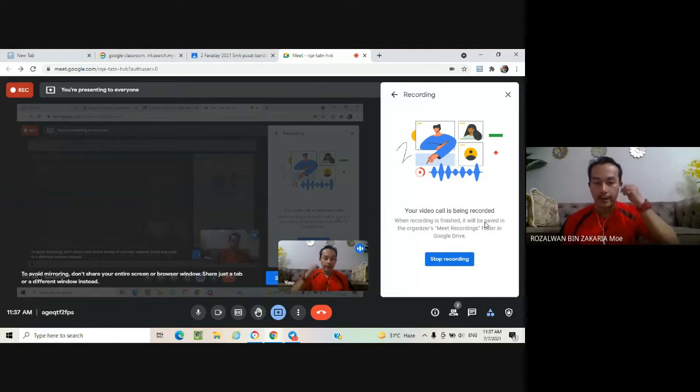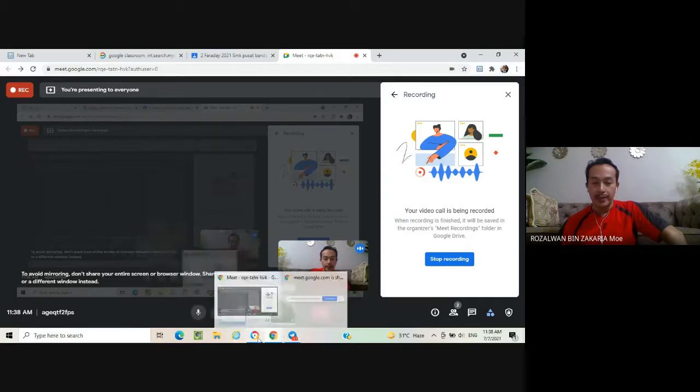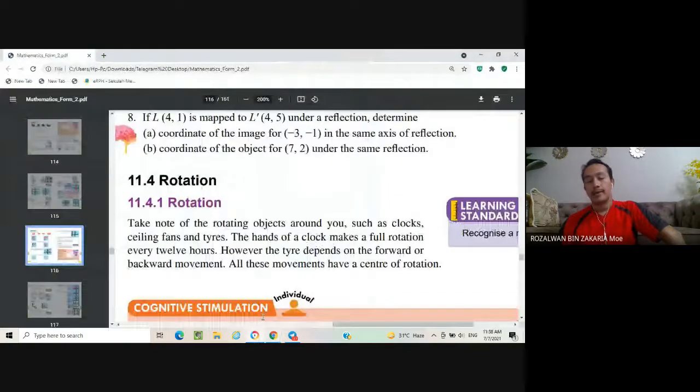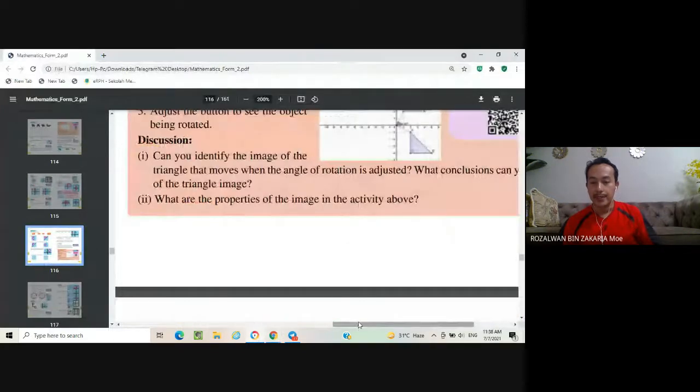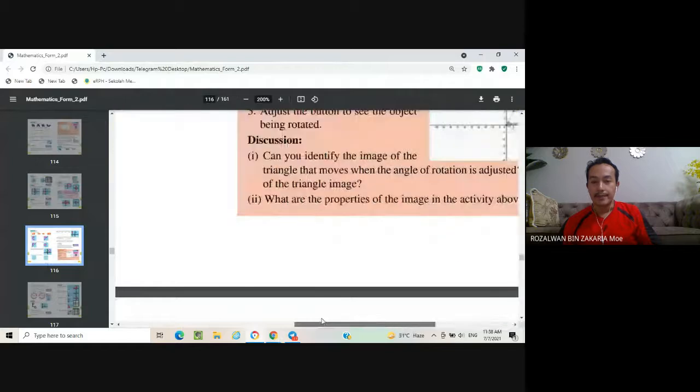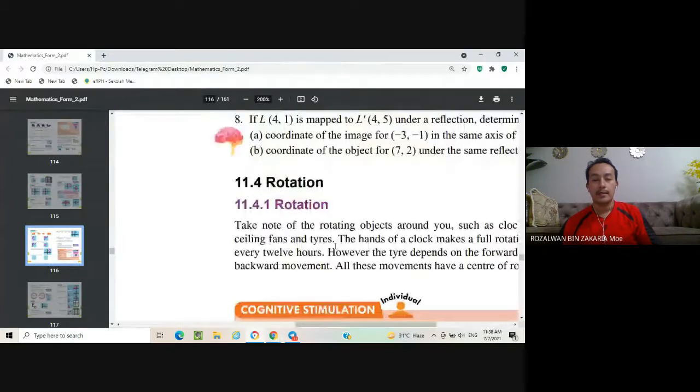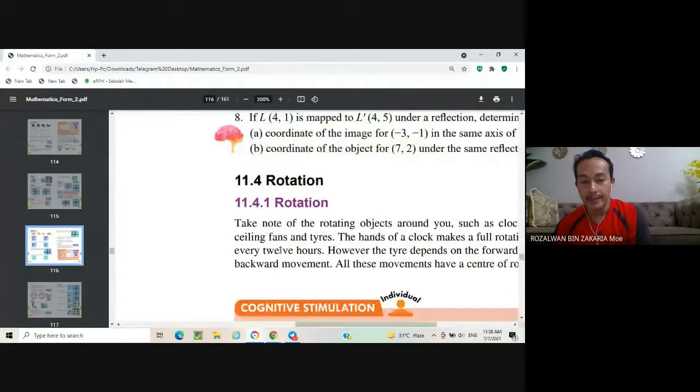Okay, for our lesson today, we are going to continue the lesson about isometric transformation. Today, we are going to learn about rotation. Rotation is one type of isometric transformation. Okay, so I want you to look at this note, actually from your math textbook. You can see in your math textbook on page 223, the subtopic 11.4 rotation.